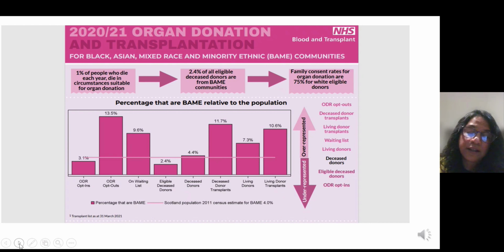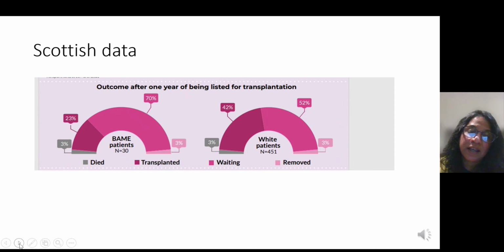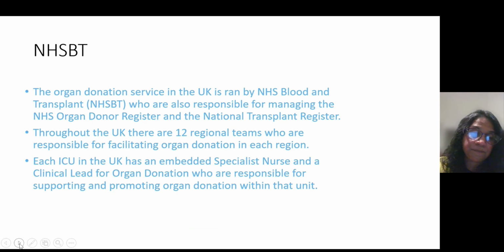We have data from Scotland as well, and it's roughly the same, where the BAME communities are overrepresented in ODR opt-outs, deceased donor transplants, waiting lists, and underrepresented in eligible deceased donors and opt-ins. What is also more sobering is that while 75% of white families agree to donation, only a third of BAME families agree to donation. And this results in longer waiting lists for BAME patients, because 1 year after being listed for transplantation, 70% of BAME patients are still waiting for a transplant compared to 52% of white patients.